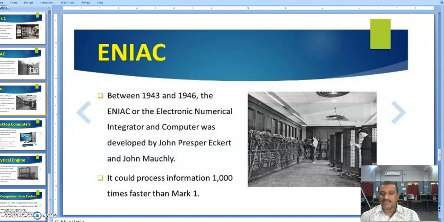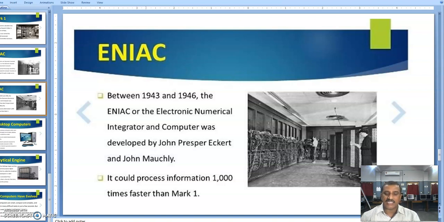The computer has evolved from a large, simple calculating machine to a smaller but much more powerful machine. Computers are classified or grouped into 5 generations. So how many generations are there in computers? 5 generations. Each generation used a different technology. Let us discuss the characteristics of each generation.